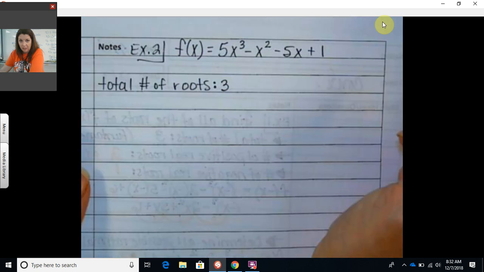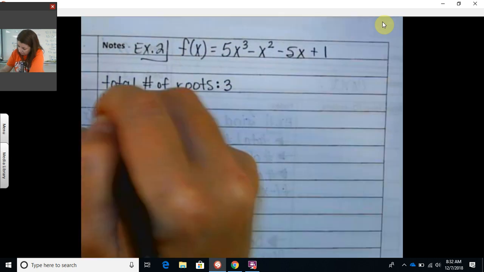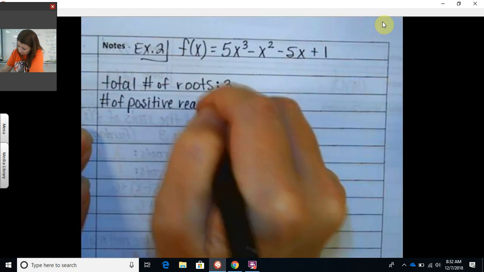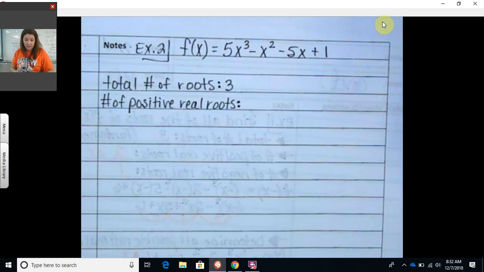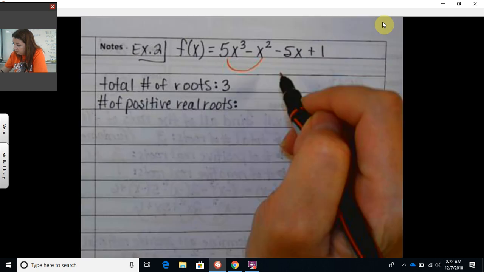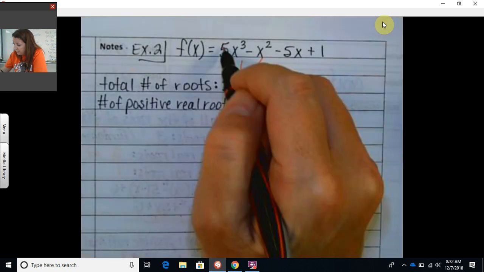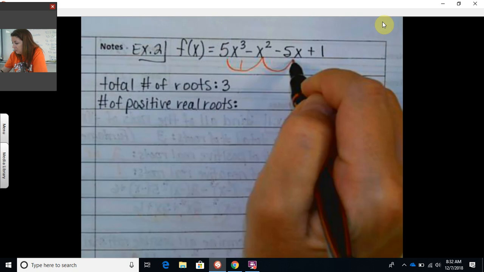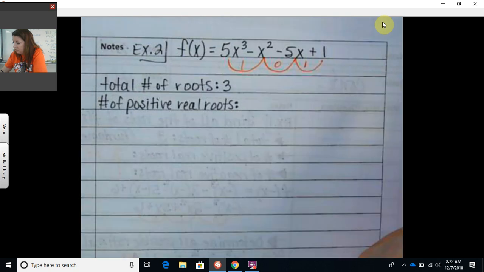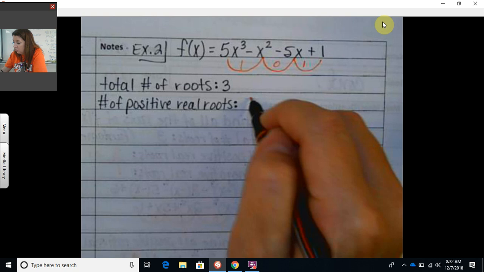All right, number of positive real roots. So remember, to find the number of positive real roots, count how many sign changes you have in the original problem. So first term to the second term, do we have a sign change? Yes, positive to negative. How about second term to the third term, sign change? No. Third term to the fourth term, sign change? Yeah, so how many positive real roots will we have? 2 or 0. Or I could say none.